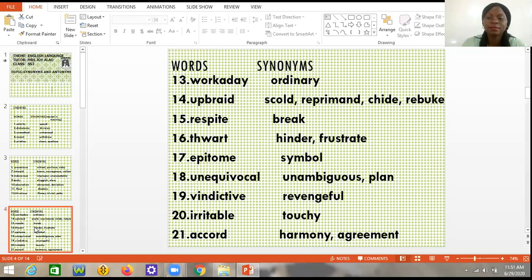Unequivocal. It means unambiguous or plain. That word is plain, please, not plan. So if you're saying equivocal, you will say it's ambiguous. But if it is plain, it is not ambiguous. It is just straight to the point. So unequivocal is something that you can just understand without any stress.